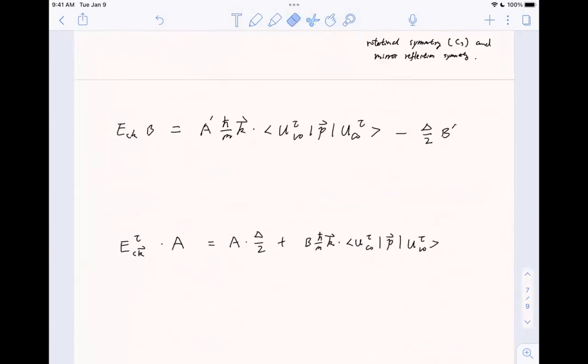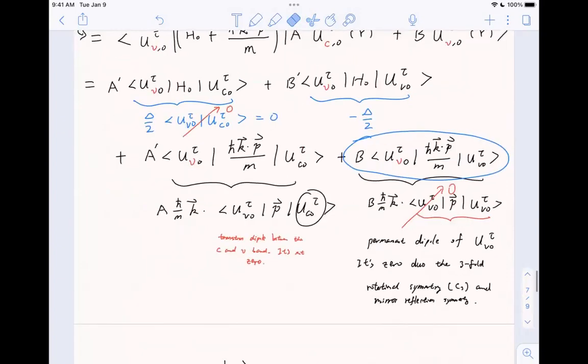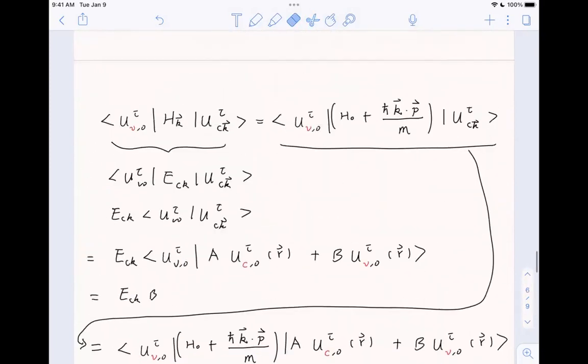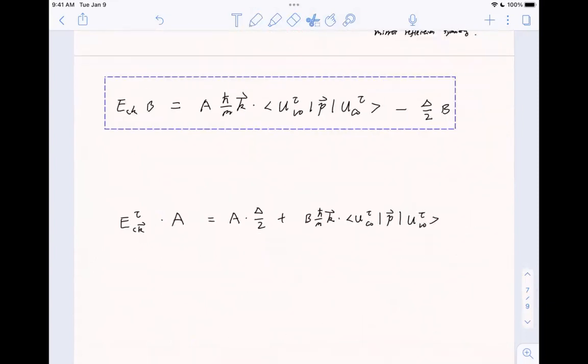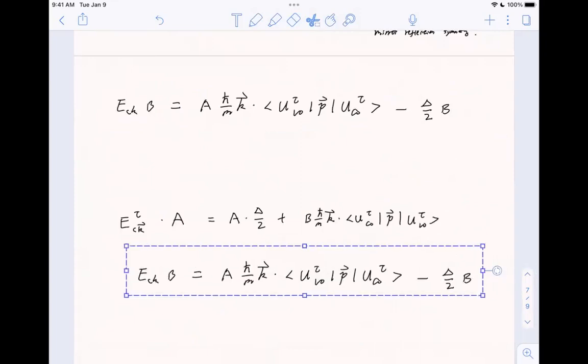No, not prime. They're not prime, because we only change this part. This part has not changed. This part has not changed. We're always just conduction band on one end. This part is valence band and conduction band. So they're all A. Is that okay? Okay, so we combine together. Now we're almost there.